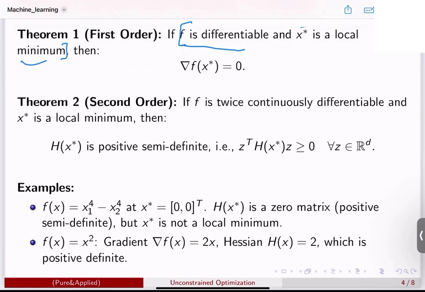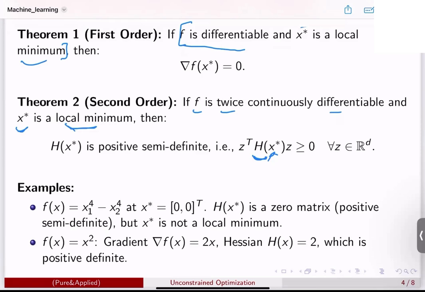Over here, in the R to the D case, we have an analogous theorem, but this is also a necessary theorem, meaning we don't know the other direction. In other words, here's what we know. If f is nice, if it is twice differentiable, meaning the Hessian exists and the partials are continuous, then if x star is a local min, what we know is that the Hessian matrix at that point is actually positive semi-definite.